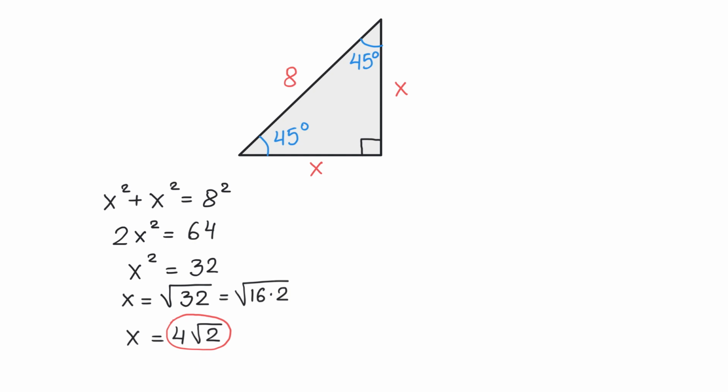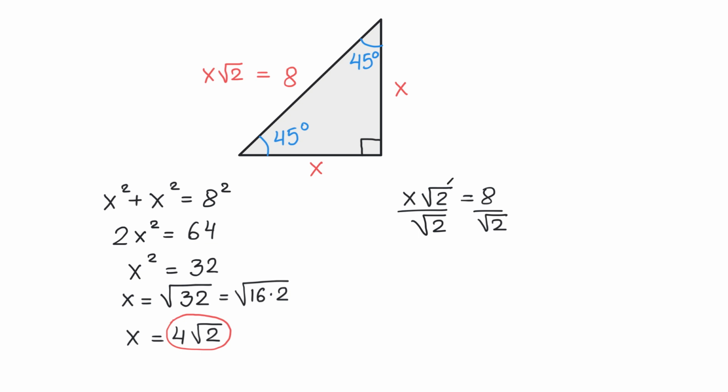And now let's see the second method. From this video, we know that in a triangle like this, if this side is x and this side is x, then the hypotenuse will be x times square root of 2. So let's write that the hypotenuse is x square root of 2. In this example, x square root of 2 is equal to 8. Now we can just take this equation and solve it for x. So we have that x square root of 2 equals 8. And to solve for x, we will divide both sides by square root of 2.